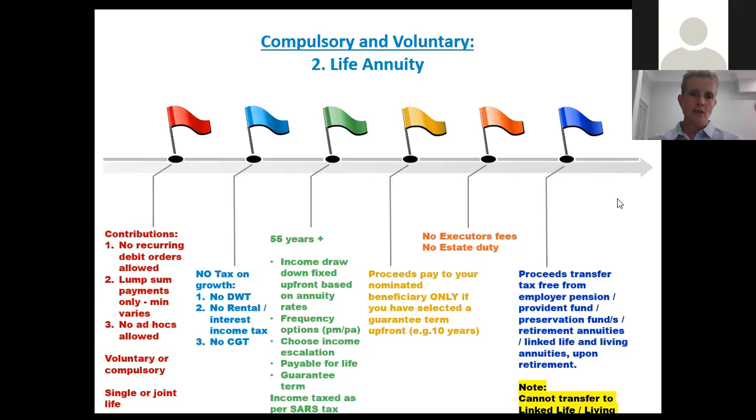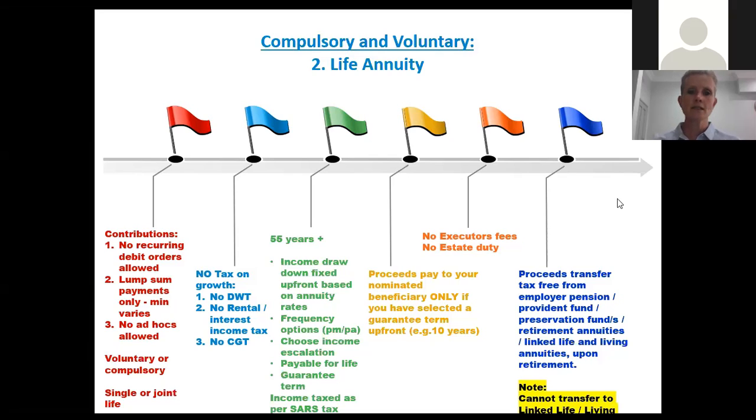life annuities. These are compulsory and voluntary products. So this is different to the previous one, because before, remember, on the living annuity, you cannot take voluntary money and invest in a living annuity. However, on a life annuity, you can take voluntary money and invest. T's and C's are slightly different, but the general gist is there's obviously no recurring debit orders, lump sum payments only, and no ad hocs on this particular product.